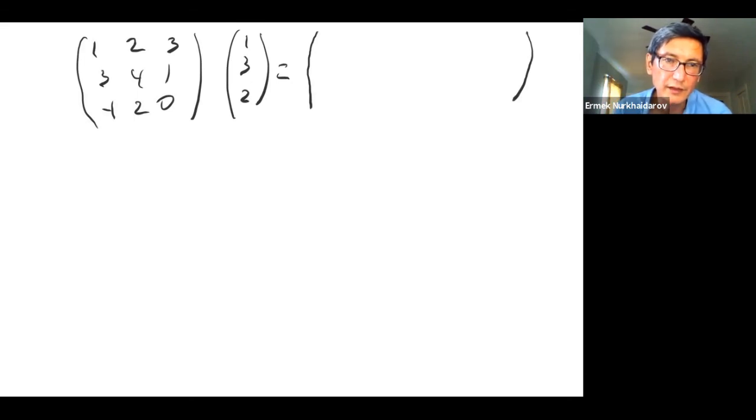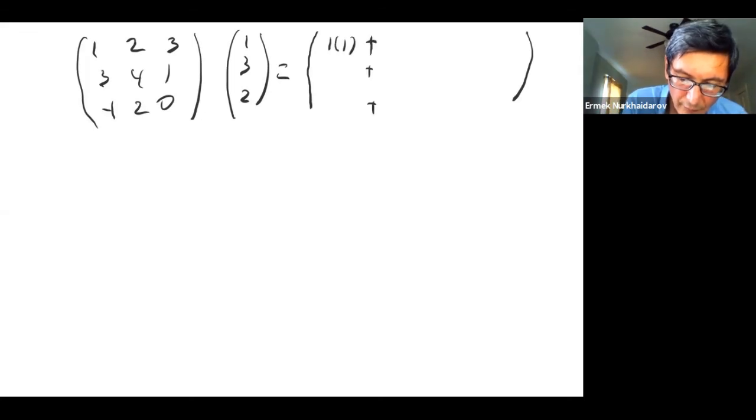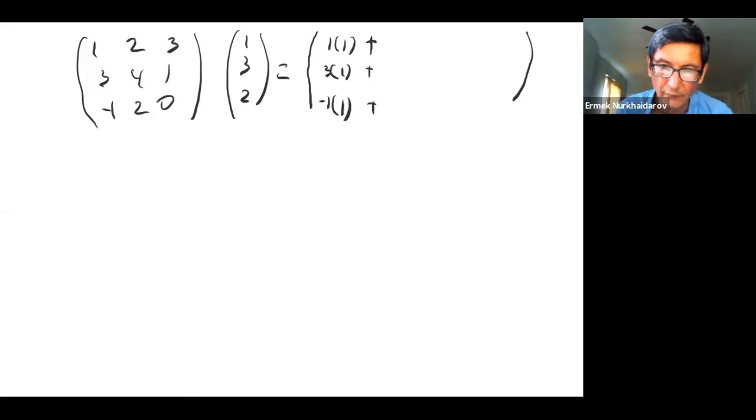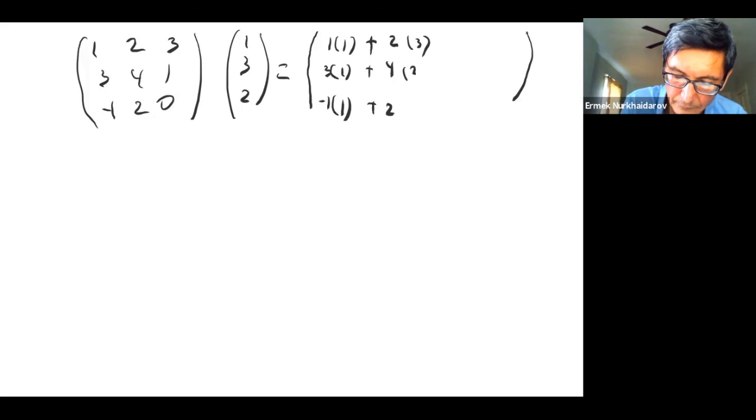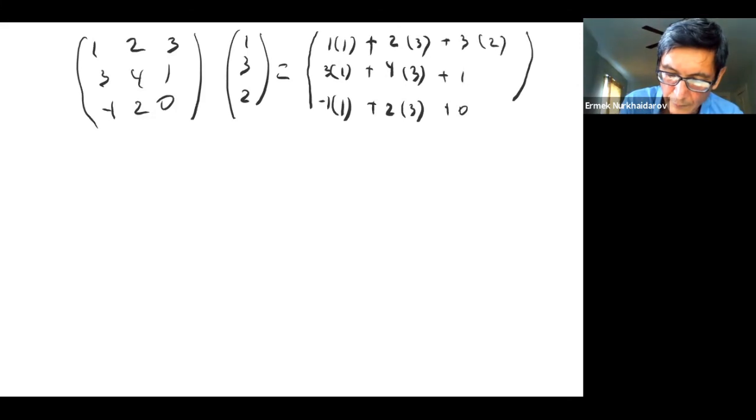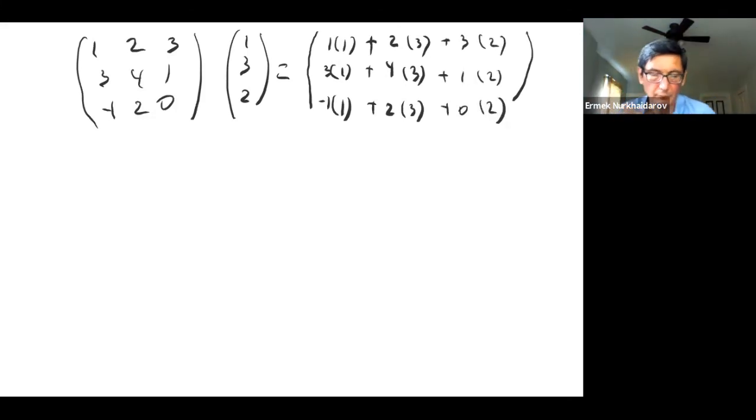So firstly, the first entry 1 in our 1, 3, 2 vector should be multiplied by the first column. So we're going to get 1 times 1, 3 times 1, negative 1 times 1. But now we take the second column, 2, 4, 2, and we multiply it by 3. And when we take 3, 1, 0 and we multiply it by 2, we can get our answer from here.